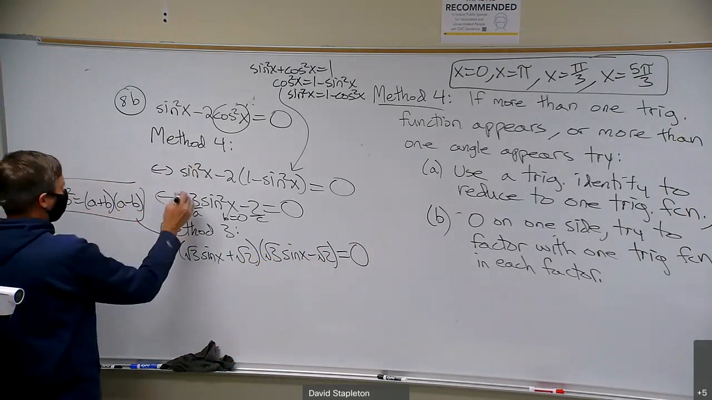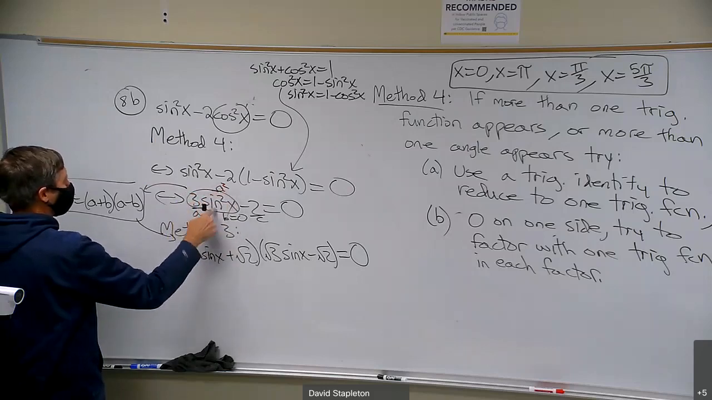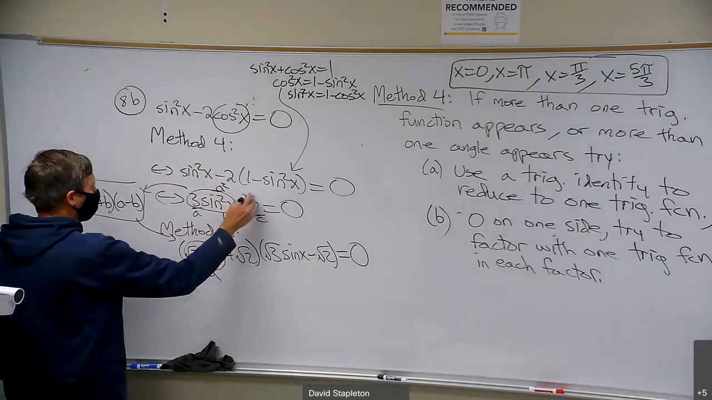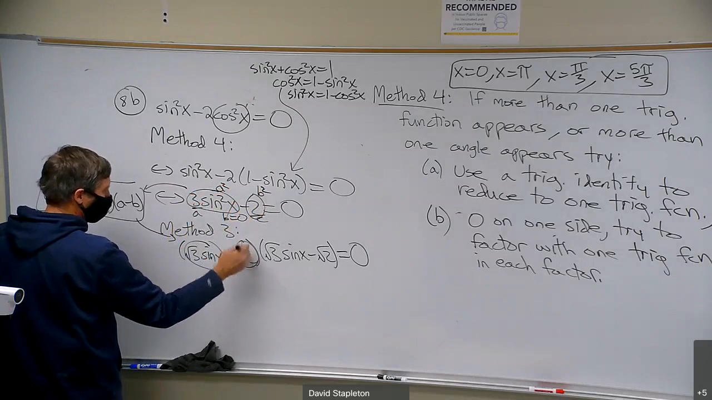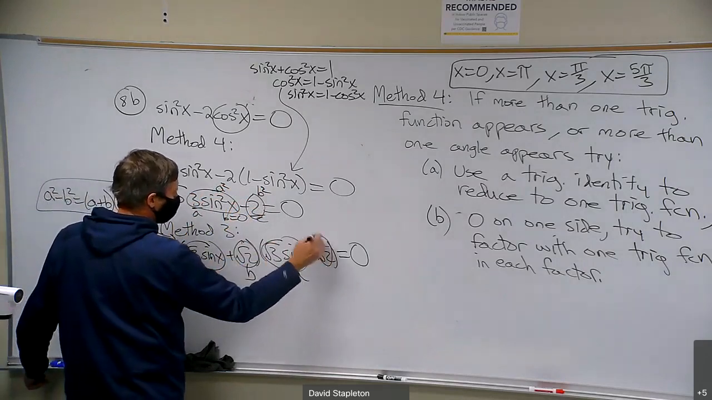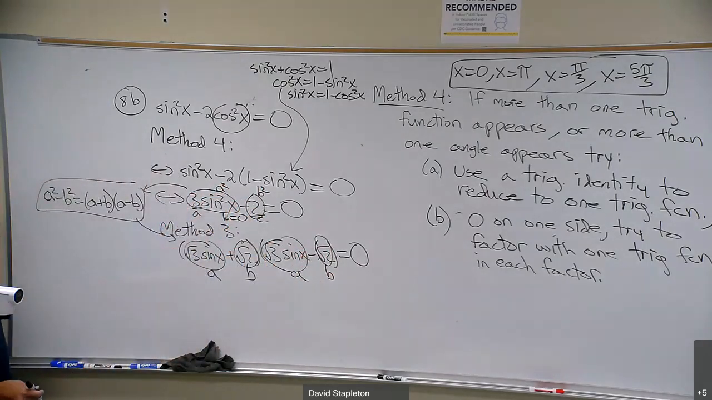If I think of this as a squared, it's square root 3 sine x squared. There's a, right? If I think of this as b squared, b is square root 2. There's b. So it's a plus b, a minus b. That's what I'm doing. Difference of squares factors is a plus b times a minus b.